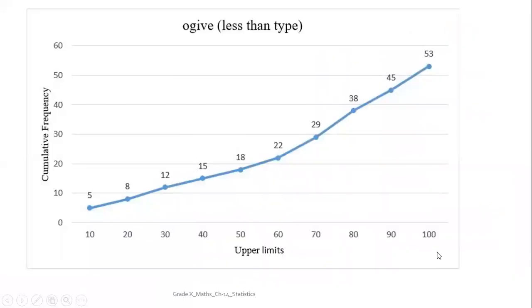Now we'll see the graph for it. So upper limit on the x-axis, cumulative frequency on the y-axis. First point is 10, 5, then 20, 8, 30, 12, and so on. We are getting a graph. We are going to join each point by a line. So this curve is called as Ogive of less than type.